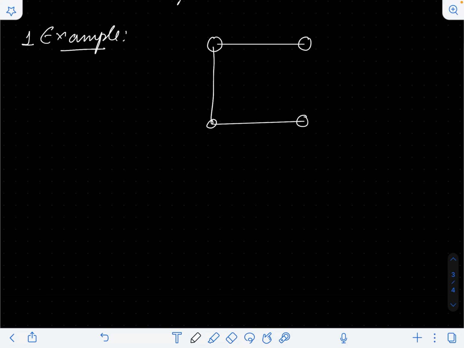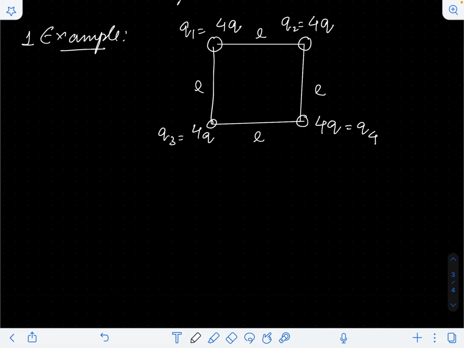So the very first basic example. Example number 1: let's say we have this square, and this is 4q, this is 4q, and this is again 4q. These are the charges: Q1, Q2, Q3 and Q4. Let's say all the sides are equal.